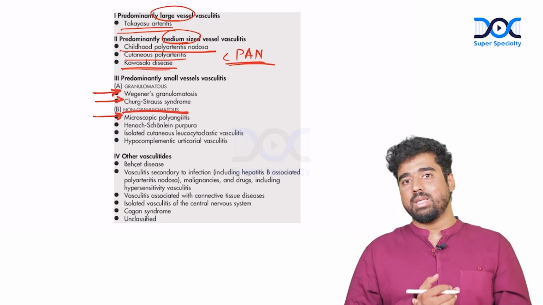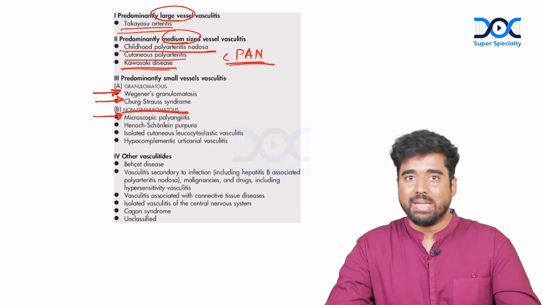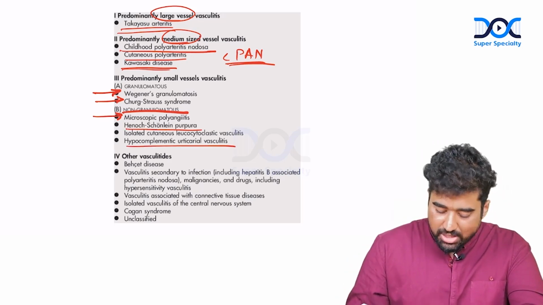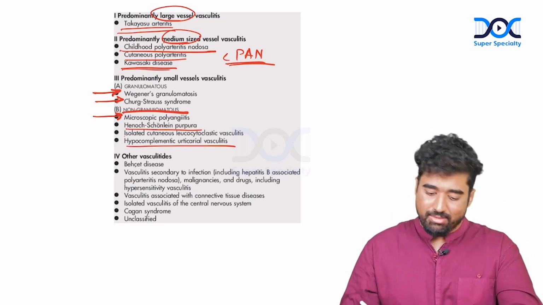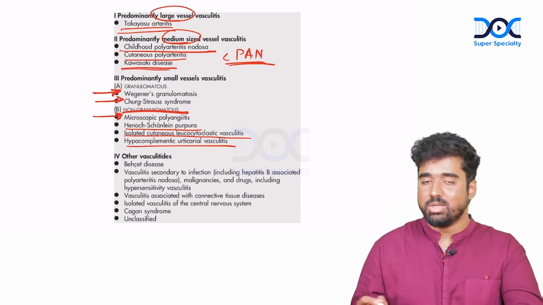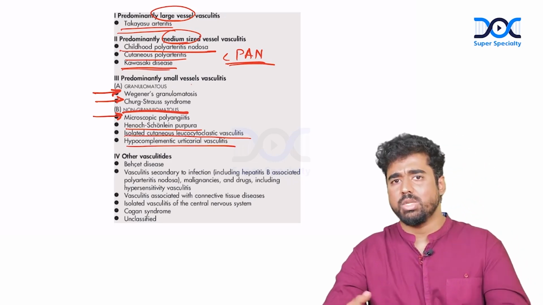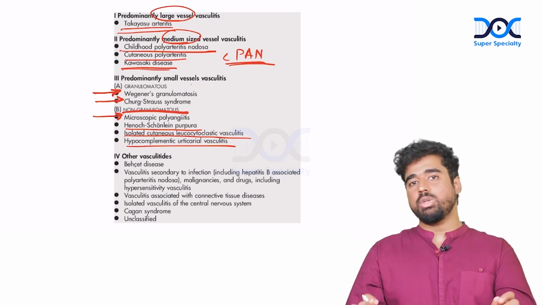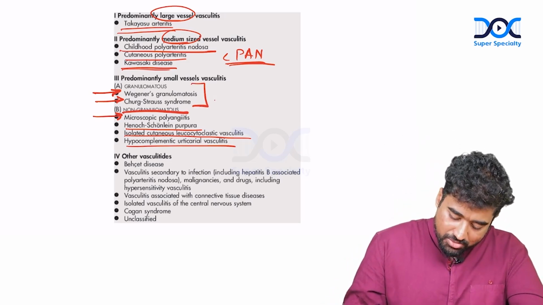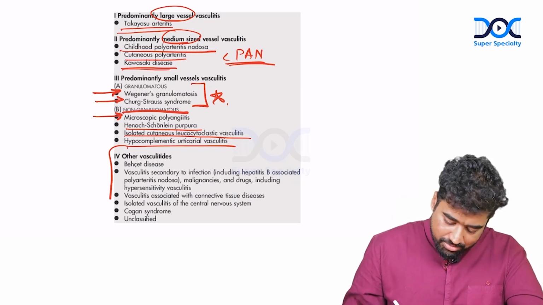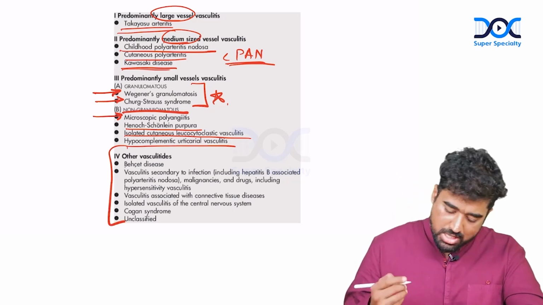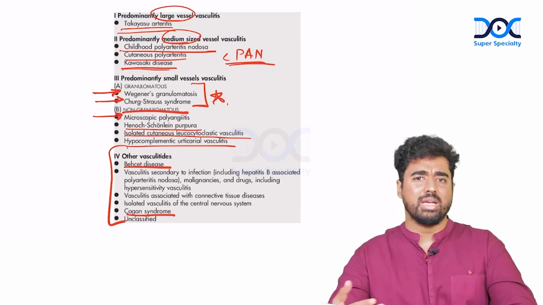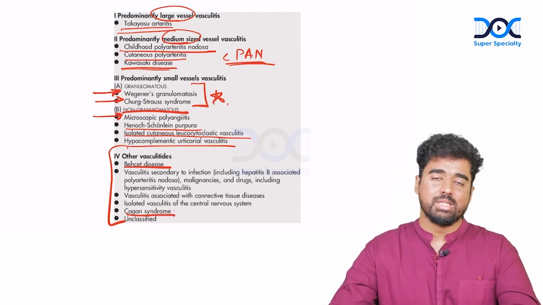Along with that, there are various immune complex mediated small vessel vasculitis like Henoch-Schönlein purpura, HUV or hypocomplementemic urticarial vasculitis, and isolated cutaneous leukocytoclastic vasculitis, which you don't need to read in detail. Mainly what you have to remember is that these two are granulomatous vasculitis. Then there are again vasculitis which you might not need to know. The main two which you need to know are Behçet disease and Cogan syndrome, and both of these are variable vessel vasculitis.